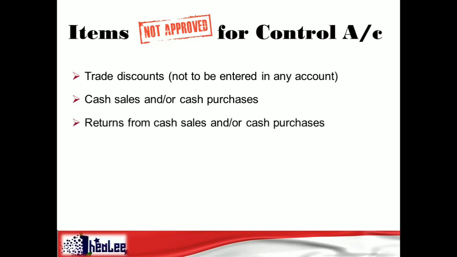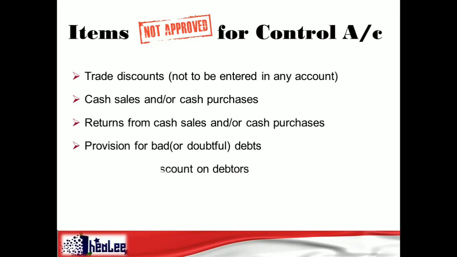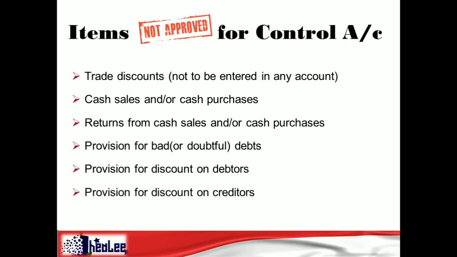Another is returns from cash sales and or cash purchases. Another one, provision for bad debt or doubtful debts should not be there either. Another, provision for discount on debtors. So do remember, those items should not be in your control account. They're simply distractors if you see them in the question. And the final one is provision for discount on creditors. So remember these items, they are not approved for the control account. They should not be recorded in your control account.